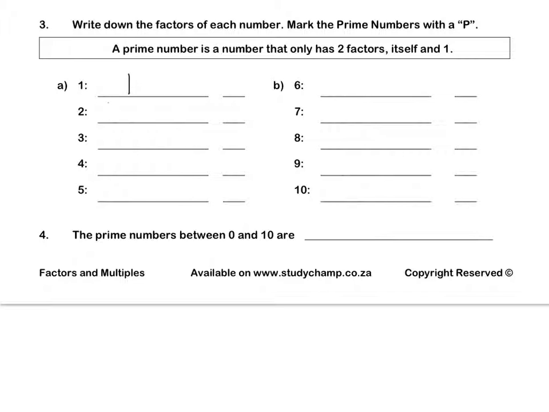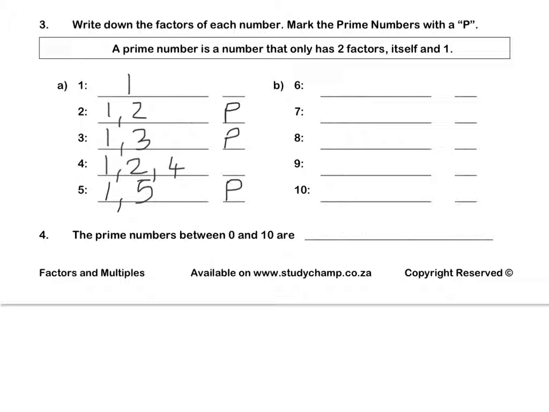2, the factors are 1 and 2. Therefore, it is a prime number. 2 is our only even prime number. 3, the factors are 1 and 3. Therefore, 3 is prime. 4, 1 and 4. And 2 times 2, so 2 is a factor. 4 has got 3 factors, therefore it is not prime. 5, 1 and 5. Therefore, 5 is a prime number.